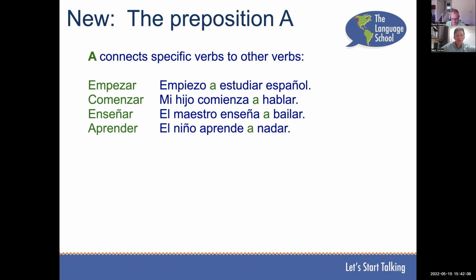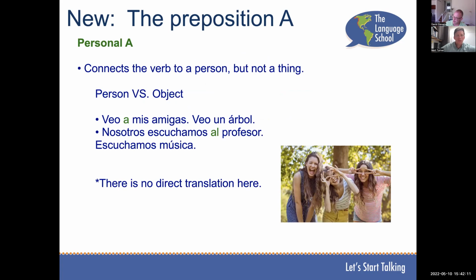Okay, excelente. Finally, we have what we call the personal a. This one's weird, but when you're connecting a verb to a person, you typically need to include this word, but not if you're connecting the verb to a thing, okay? That's why it's called the personal a, because it works with people. So read these examples for me.